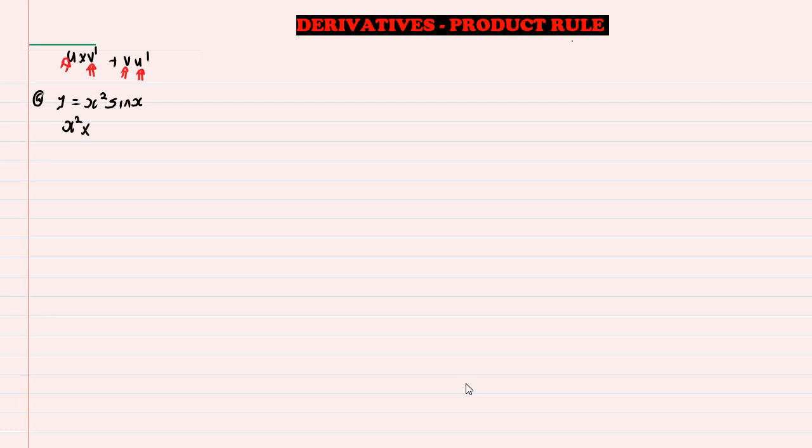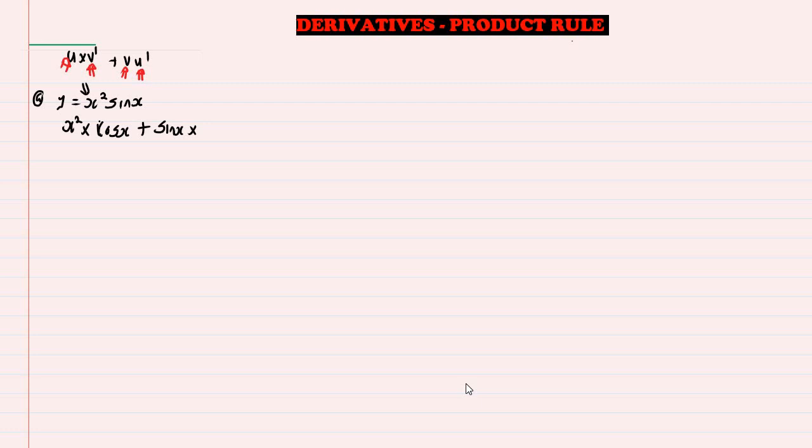Then multiply by the derivative of the second function. Now guys, the second function is sine s. Derivative of sine s is cosine s. So this is s squared multiply cosine s. Then plus v, which is the second function. So this is sine s. Then multiply by the derivative of the first function.